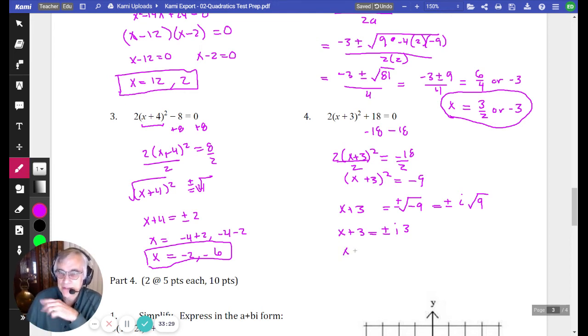And now we'll solve for x, subtract 3 from both sides. So x equals negative 3 plus or minus, now, it could say i3. You could say 3i. I think the convention is to put the i at the end. Except you wouldn't want to put it at the end if it ended up being to the right of a square root symbol, because then it would look like the i is under the square root. So be careful about how you write it so that it's very clear.